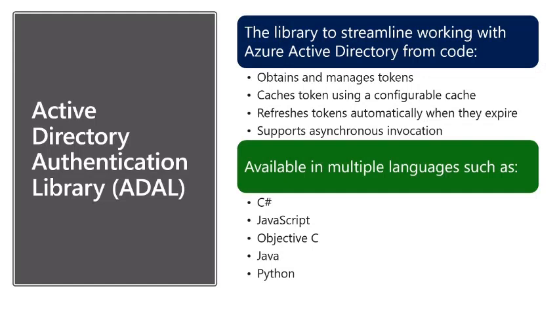automatic token refresh when an access token expires and a refresh token is available, and support for asynchronous method calls. So in summary, Azure AD obtains and manages tokens, caches tokens using a configurable cache, refreshes tokens automatically when they expire, supports asynchronous invocation, and it's available in multiple languages like C#, JavaScript, Java, Python, Objective-C, and more.